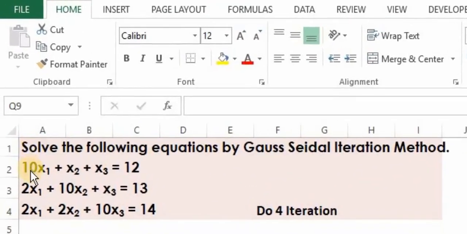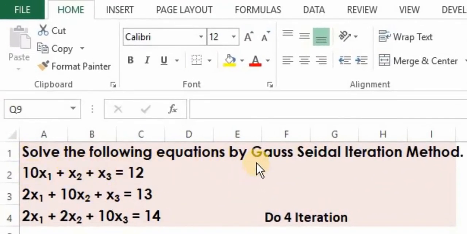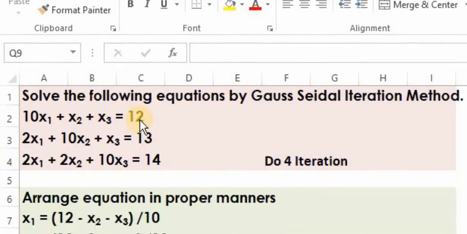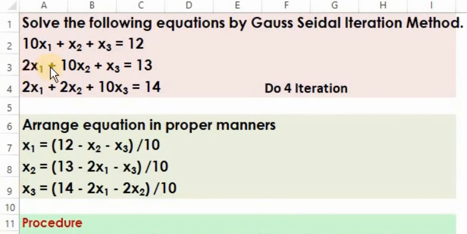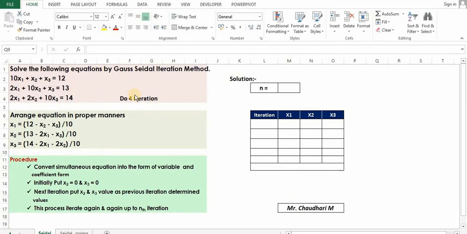So let's start. Here is a statement: solve the following equations by Gauss-Seidel iteration method. This is basically an iteration based method. The first equation is 10x1 plus x2 plus x3 is equal to 12. Another equation, 2x1 plus 10x2 plus x3 is equal to 13. And the last equation is 2x1 plus 2x2 plus 10x3 is equal to 14. So here are three equations, and we apply the Gauss-Seidel iteration method. The final statement is do four iterations.